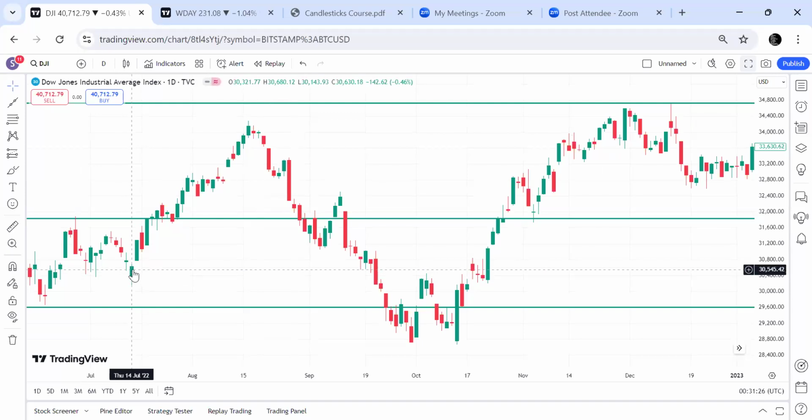At the same time, here you can see there is a complete upward trend, and you're seeing red candles in the middle of it. Do you give importance to these red candles? No, we won't give importance to these red candles.